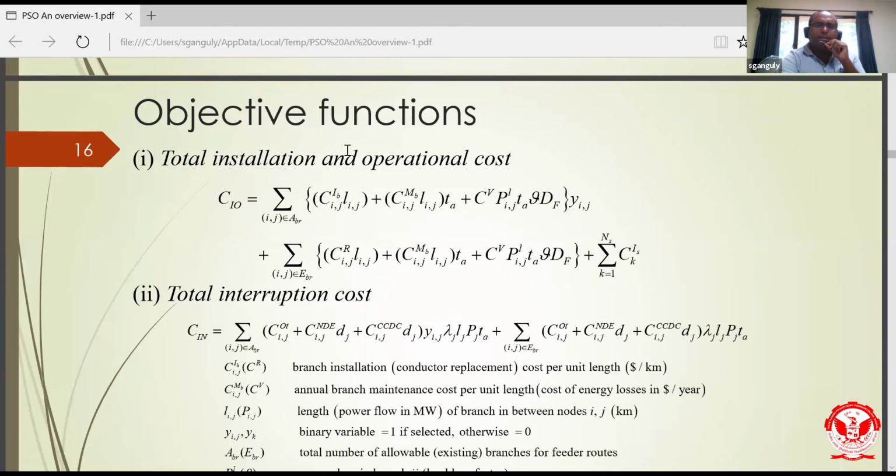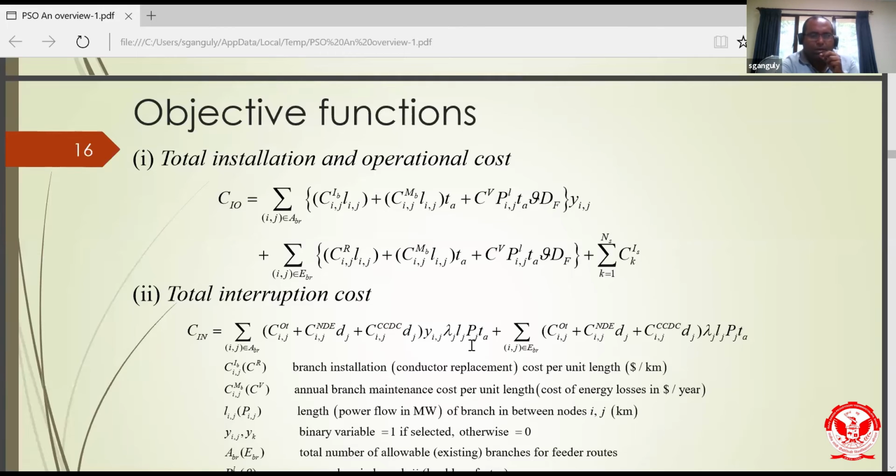So basically, this first objective function takes care of all sorts of investment cost that you need. Why do we need investment cost? I will show you with an example that you can understand from there. And this interruption cost is basically a reliability indicator, which shows how reliable your network is. So here our goal is to design a distribution network, either from an existing distribution network or from a brand new distribution network.